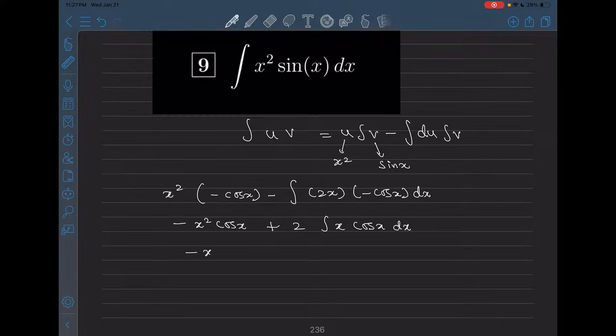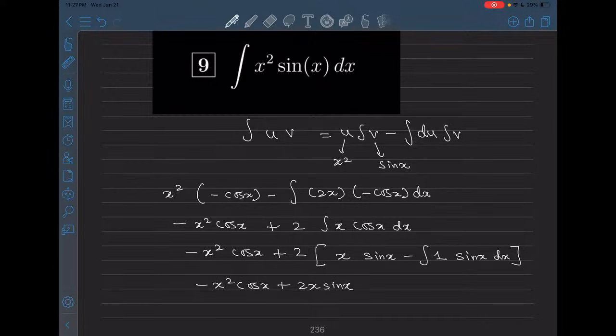Again, I will do the same thing. This is minus x square cos x plus 2 times, again by parts, true. So this is x times the integral of cos x, which is sine x, minus the integral of the derivative of x, which is 1, times the integral of cos, which is sine x, dx. Okay, so this is minus x square cos x plus 2x sine x, and now the integral of sine is minus cos, so that will be plus 2 cos x plus c, and that is the answer.